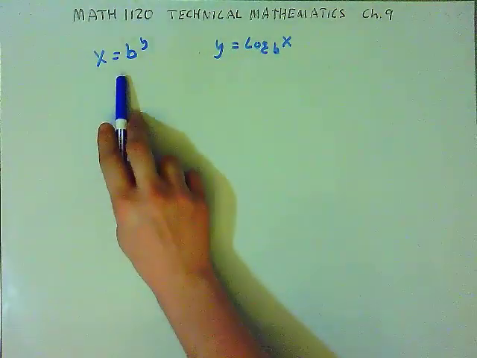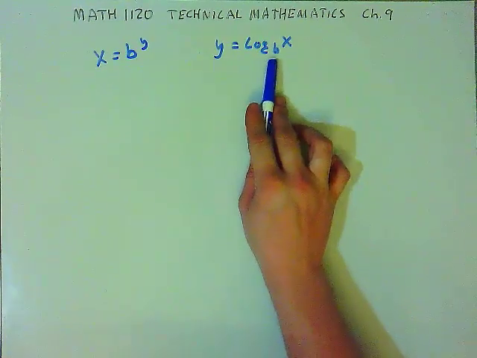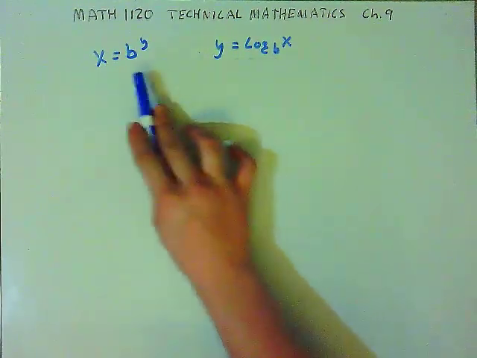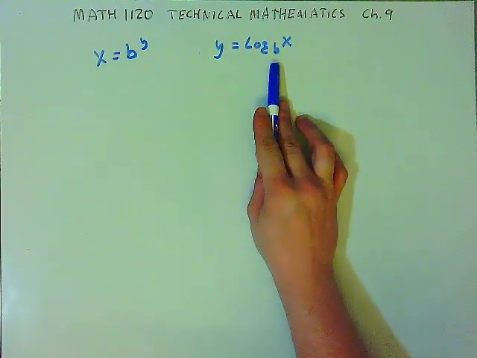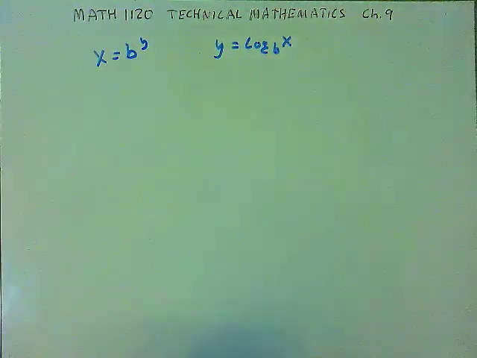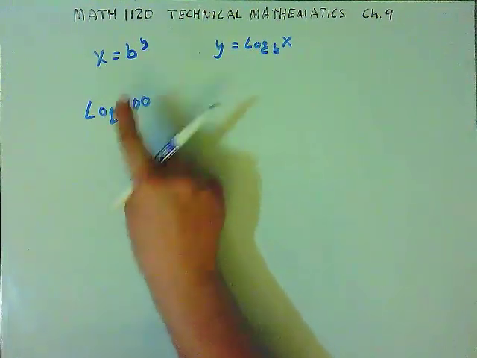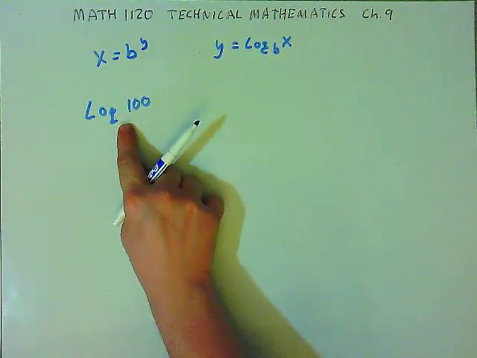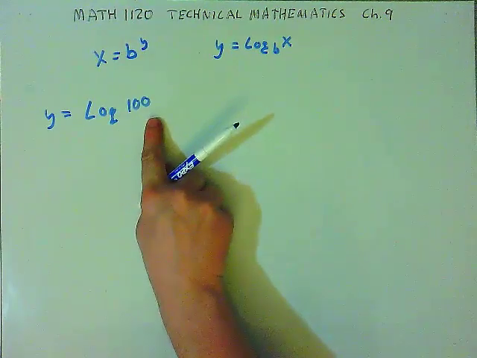You've seen that exponential equations can be rewritten as logarithmic equations, and the base of the logarithm represents the base being raised to some power. The base can be any number, but it's very common for the base to be 10 because our numbering system is base 10. If we write something like log 100, and I didn't write a base here, it's understood that the base is 10.